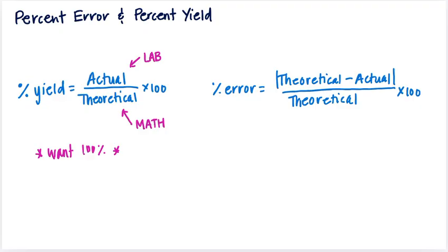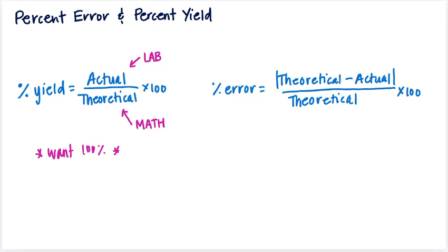The second way that we can analyze how well the lab went is through percent error. Percent error is going to use those same theoretical and actual values. Again, theoretical is the amount that you calculated that you should get through your stoichiometry. The actual value, again, is what you actually collect in the lab. So when we're doing percent error, what we do is take our theoretical minus our actual. So we want to know how far off were we from the correct answer, essentially. Then we're going to divide that by our theoretical value and multiply by 100 to make it a percent.